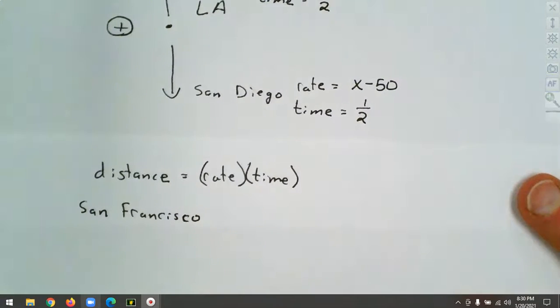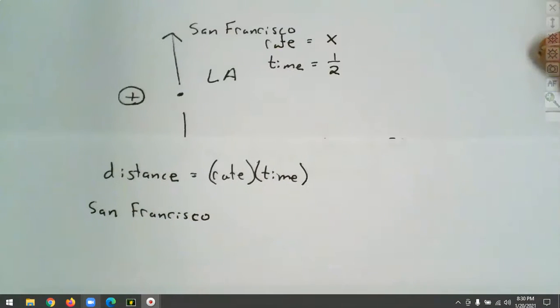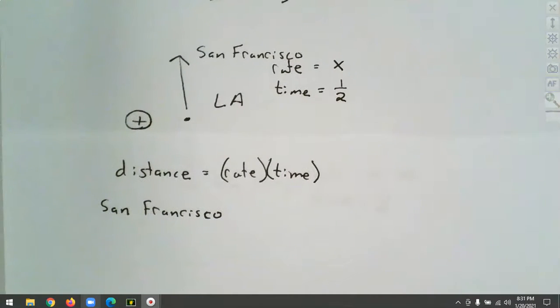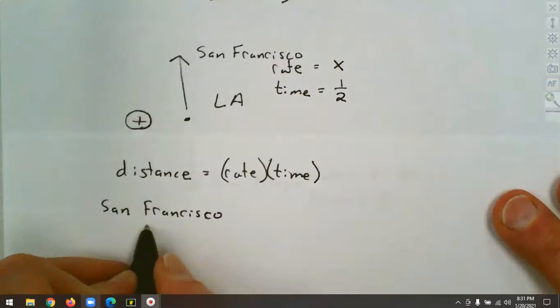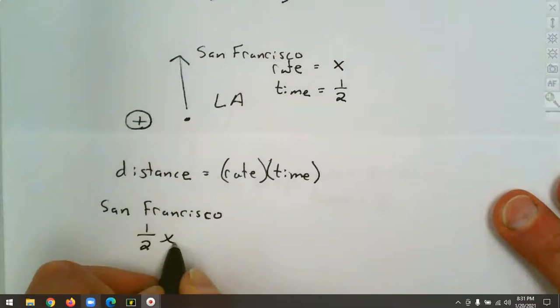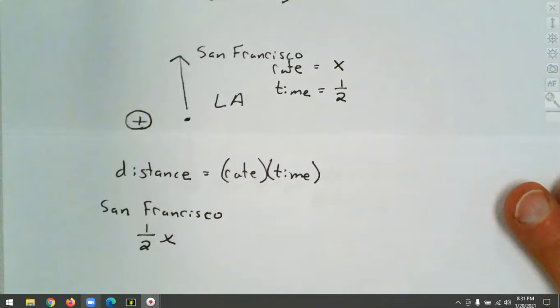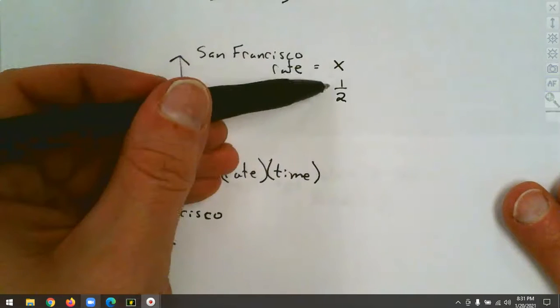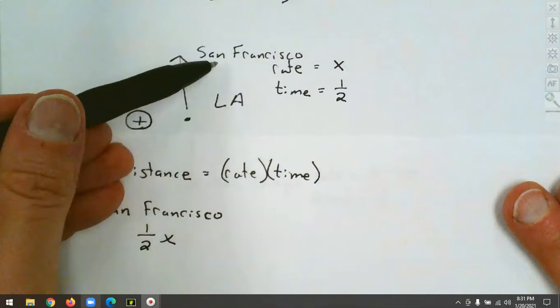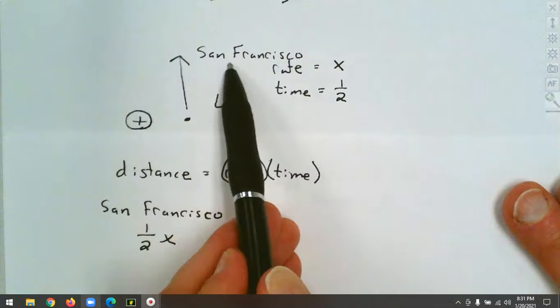What do we know about the rate and the time? So if we go back up and we look at the San Francisco plane, our rate is x, our time is a half, so our San Francisco plane is going to be a half x. These just go together here. This is what we're looking at right here, the San Francisco plane.